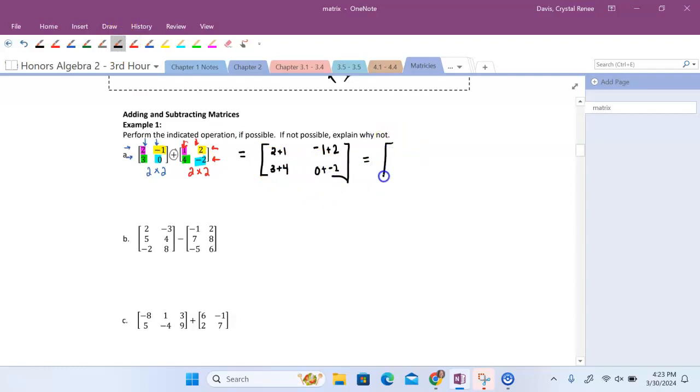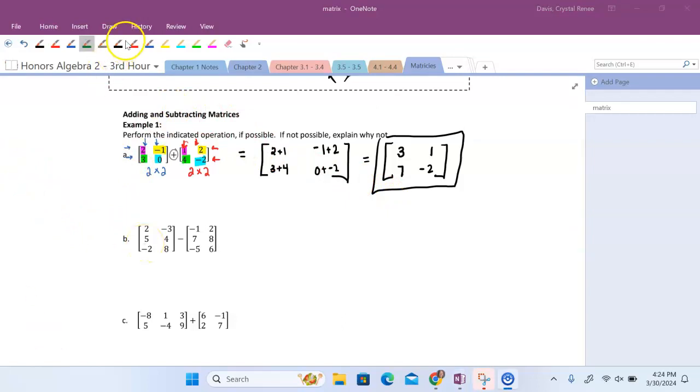Now we just need to clean it up. 2 plus 1 is 3. -1 plus 2 is 1. 3 plus 4 is 7. And 0 plus -2 is -2. So this is my final answer. Notice when we add two 2x2 matrices, we get a 2x2 matrix. That should always be the case.